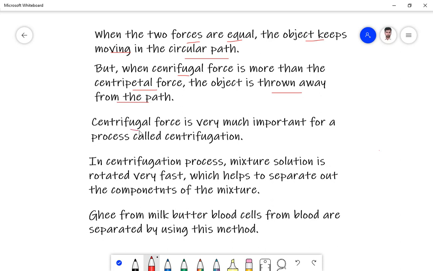Centrifugal force is very important for a process called centrifugation that we will be learning later. In the centrifugation process, a mixture solution is rotated very fast, which helps to separate out the components of the mixture. Ghee from the buttermilk, similarly blood cells from the blood, are separated by using this method.